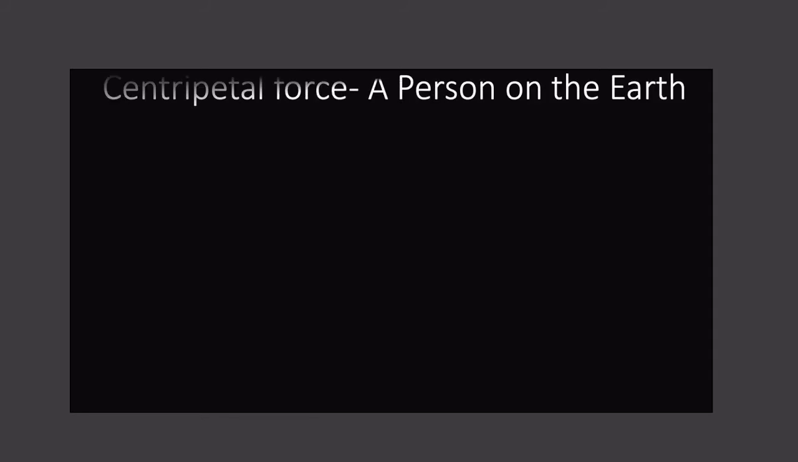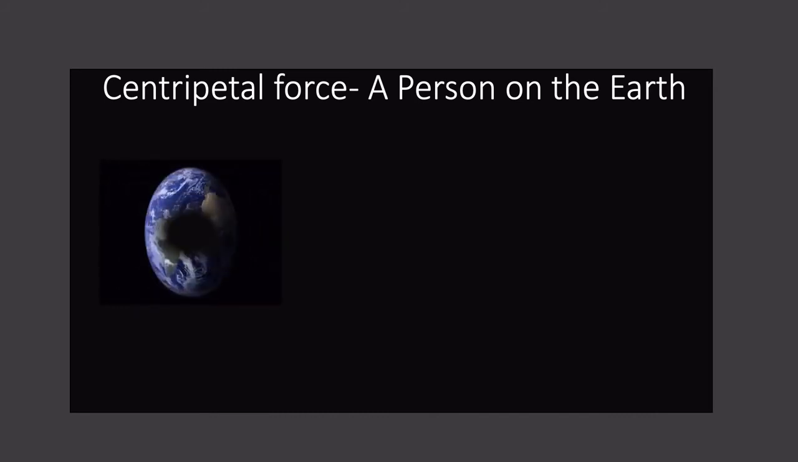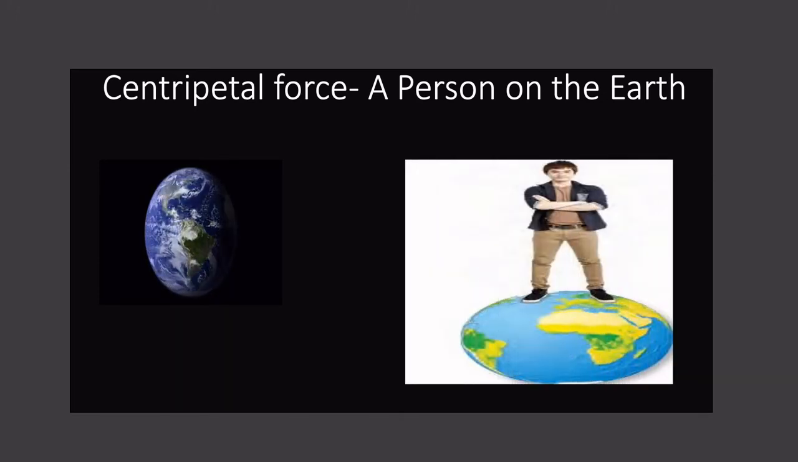Let's have a discussion of another example of centripetal force, a person on the Earth. Consider the rotation of Earth on its own axis. The time period of rotation is 24 hours. So each object on the surface of Earth is also in rotatory motion with a time period of 24 hours. So consider a person on the surface of Earth. Which forces are providing the necessary centripetal force to keep him in uniform circular motion?